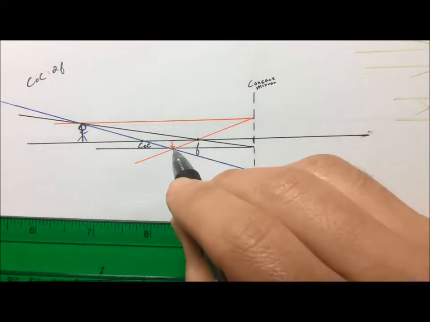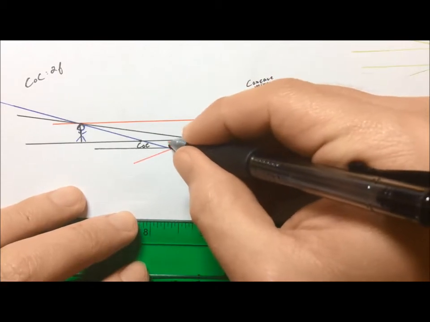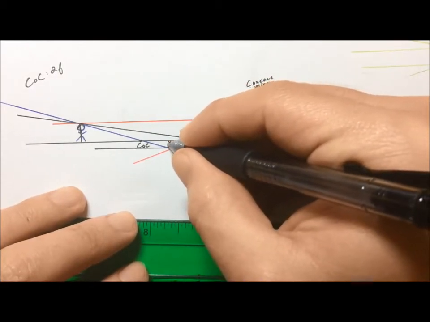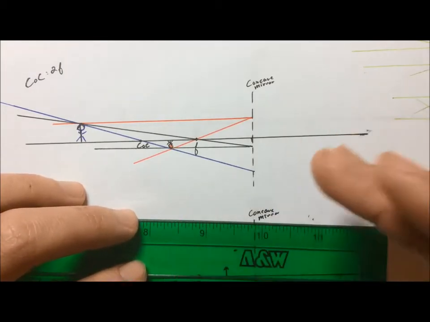So all three lines right there did converge, and that would be my person. That would be upside down. They would be reduced though, and they'd be inverted. They'd be upside down, inverted, and reduced.